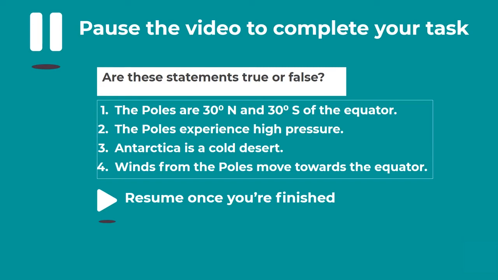So number 1, the poles are 30 degrees north and 30 degrees south of the equator. Number 2, the poles experience high pressure. Number 3, Antarctica is a cold desert. And number 4, winds from the poles move towards the equator. So once you've decided if those statements are true or false, you can resume the video to mark your work.